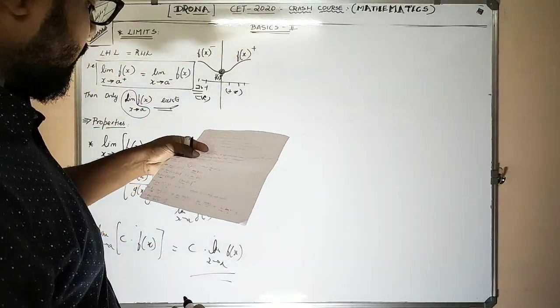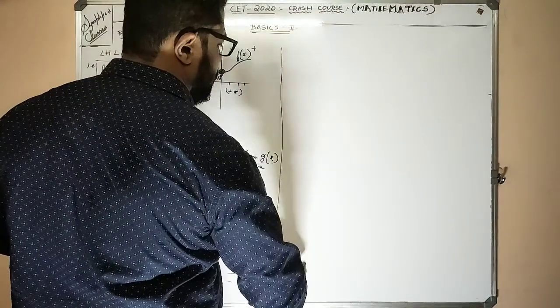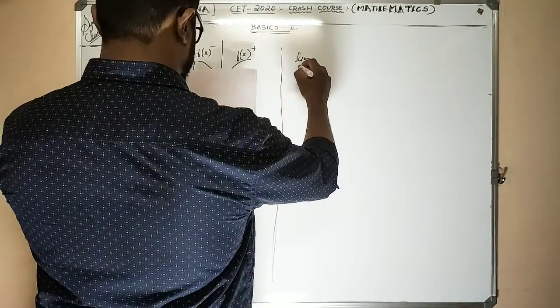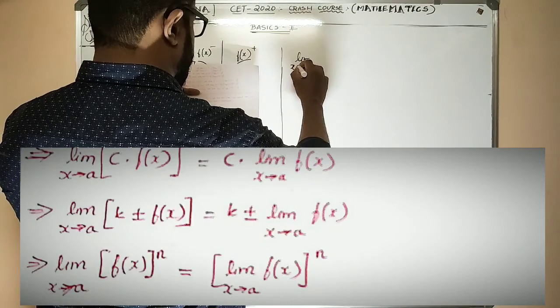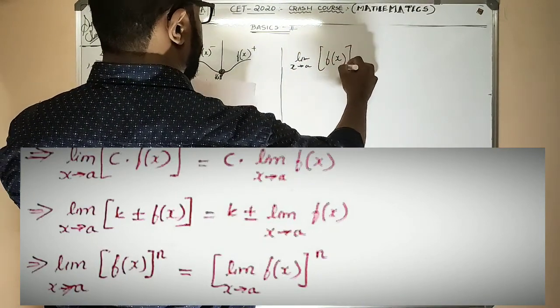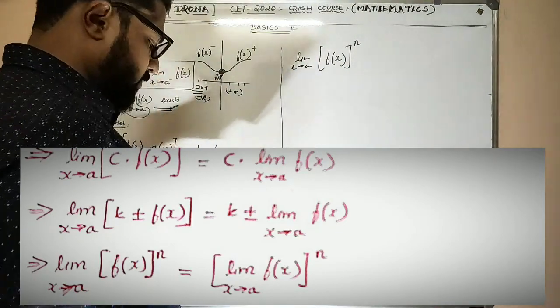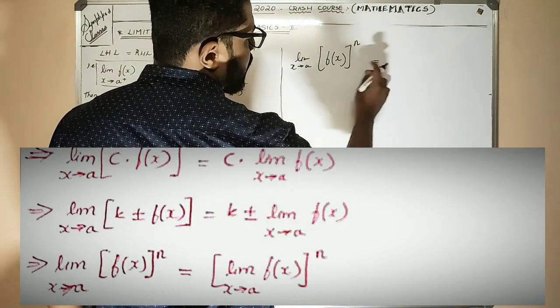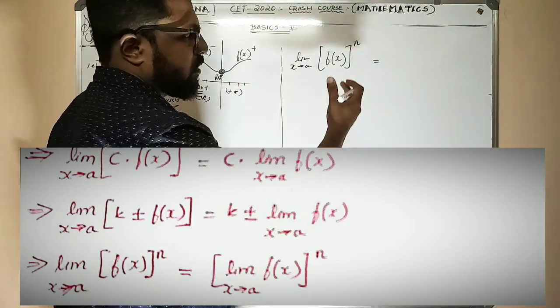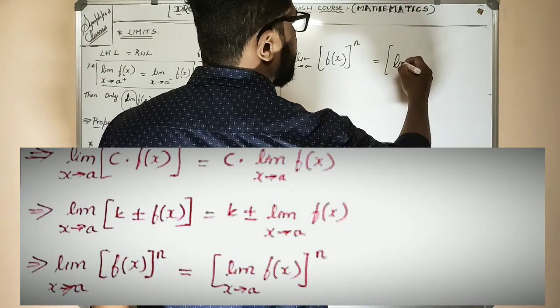Okay, then after that comes another property: limit of x tending to a, f of x whole power n. Okay, f of x whole power n. It is nothing but the limit of a powered function, where there is a power present on the function. I can just apply the limit to the function first.